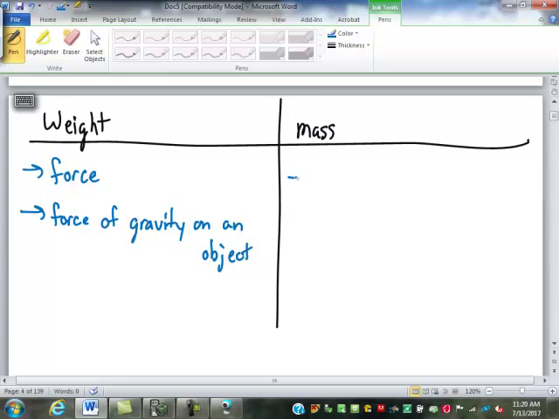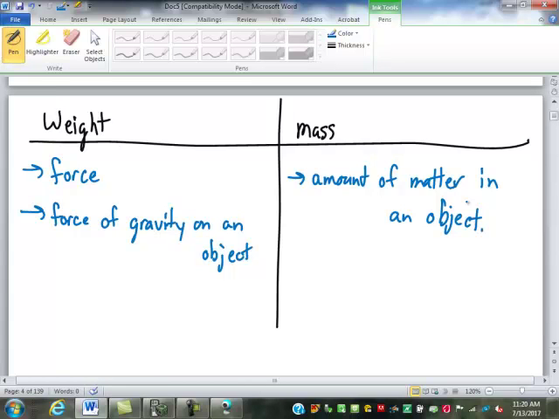Mass is a measurement of the amount of matter, the amount of material, atoms and stuff in an object. Now, obviously, there's a relationship here. The more matter an object has in it, the more it's going to weigh, the more force gravity is going to have on it. So an object that has more mass does weigh more.